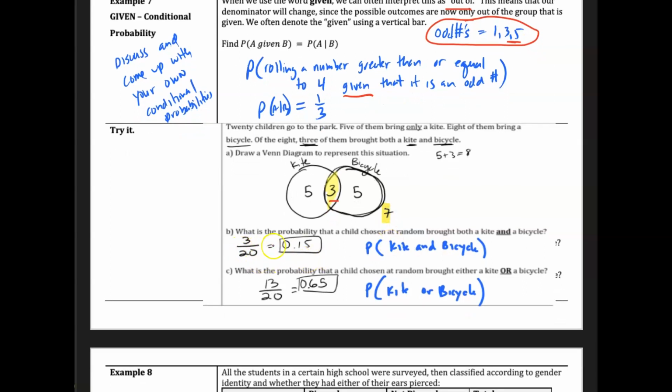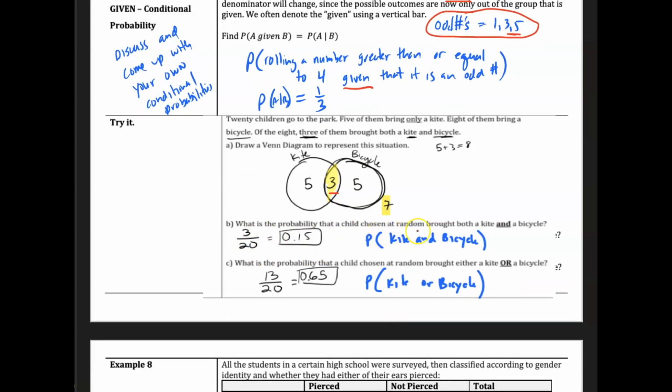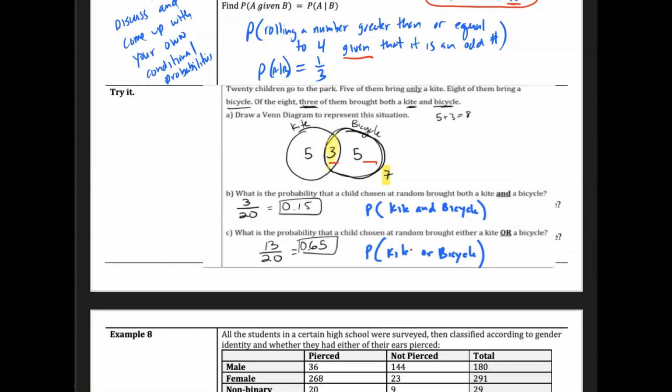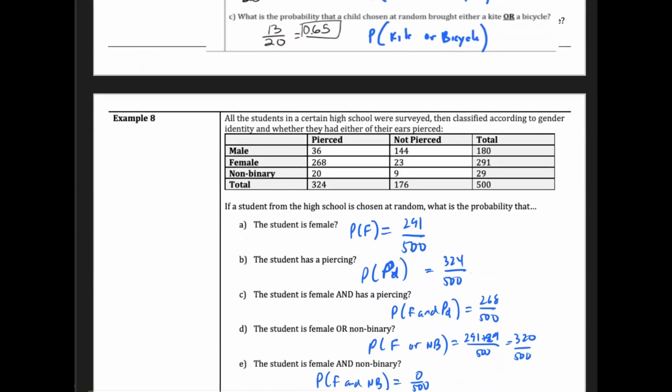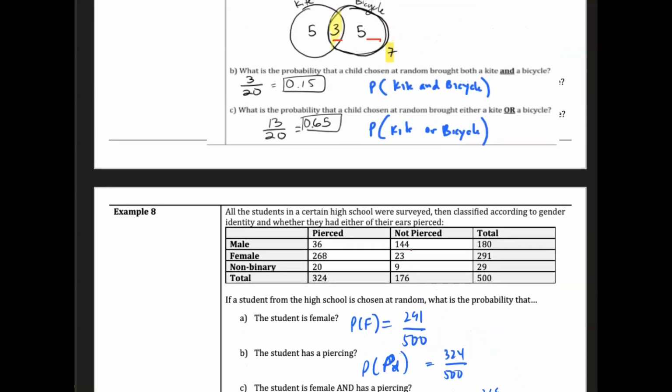So we can calculate these probabilities. What is the probability that a child chosen at random brought both, right, a kite and a bike? That's 3 out of 20. What's the probability that they brought a kite or a bicycle? That's our 13 out of 20. You can see, right, it's that example of they brought 5, 5, and there are 3 here. So that's a total of 13 that brought a kite or a bicycle. And remember, or both will occur in this case, right? So the 3 is considered in there. And so we have that calculation there. I'm going to pause there and then we'll do some more examples.